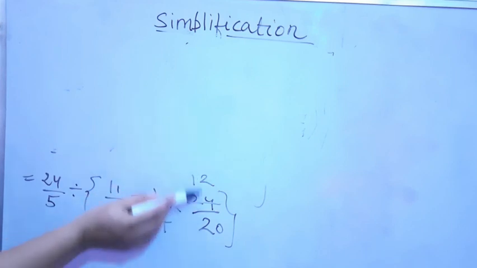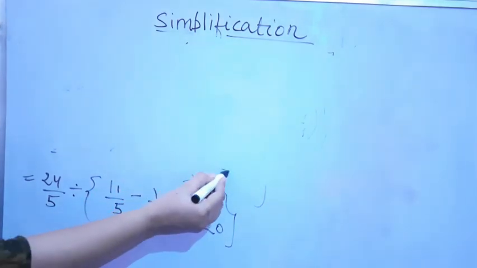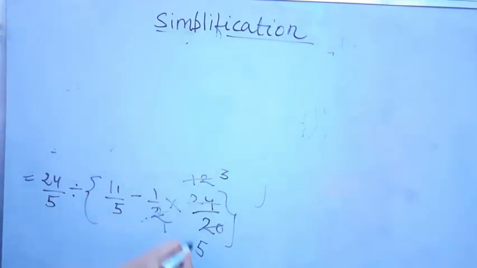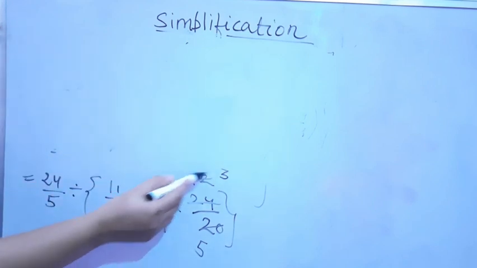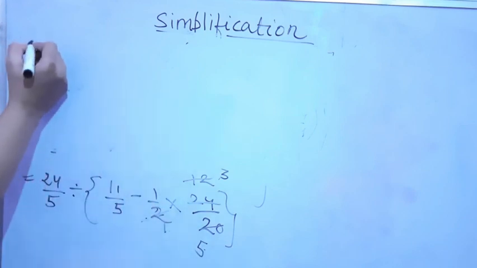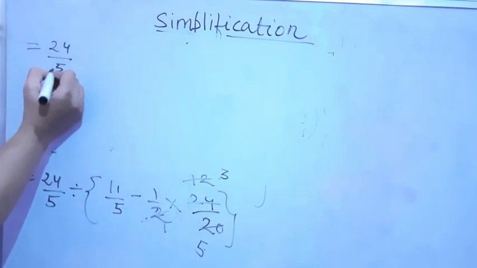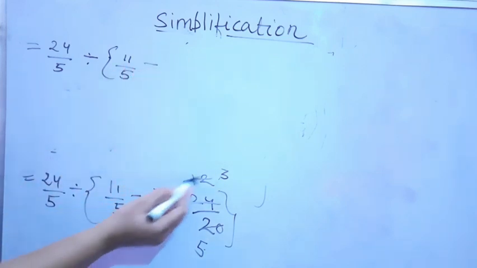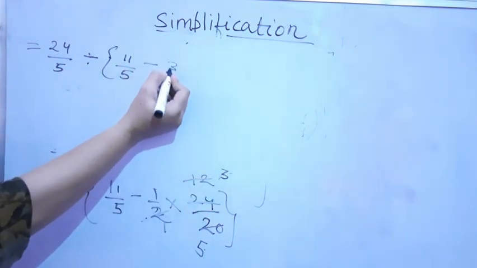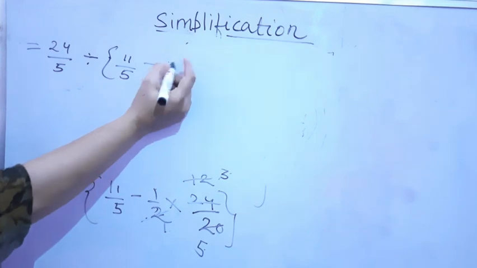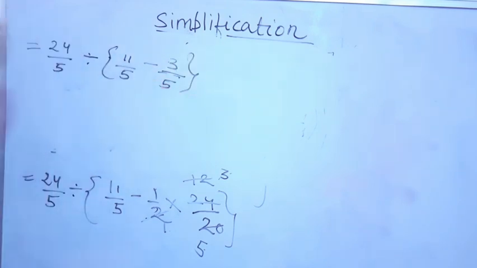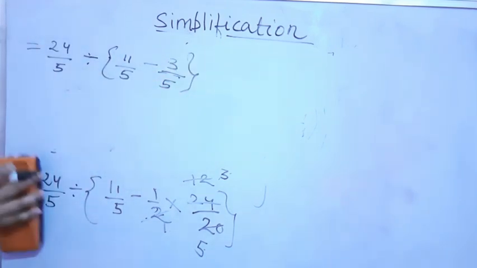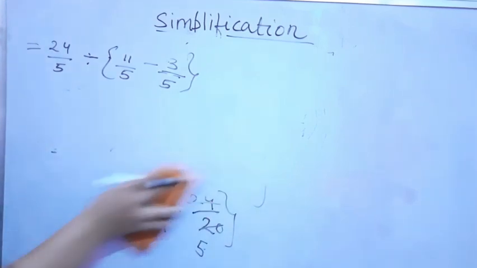Now 12 upon 20 can also be reduced. 4 3s are 12, 4 5s are 20. Now what is left over here? 1 3s are 3, 1 5s are 5. So in the curly bracket what is remaining? 11 upon 5 minus 3 upon 5. What is remaining in the curly bracket? 11 upon 5 minus 3 upon 5. Now we have to remove the curly bracket.